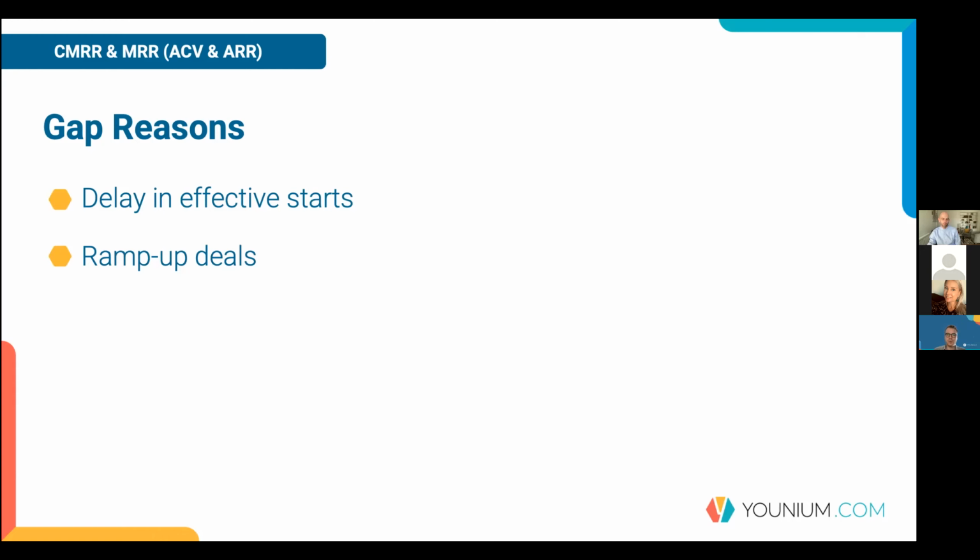So that's one example. And there could also be another variant of a ramp-up deal where we maybe give them a couple of free of charge months because the implementation might be extensive, or they need to get up and running. So we're saying, okay, you get 2 months for free, and then you start paying after that. That's kind of a hybrid between the delay in effective start and ramp-up deals that push the start date, right? So that's a couple of reasons.